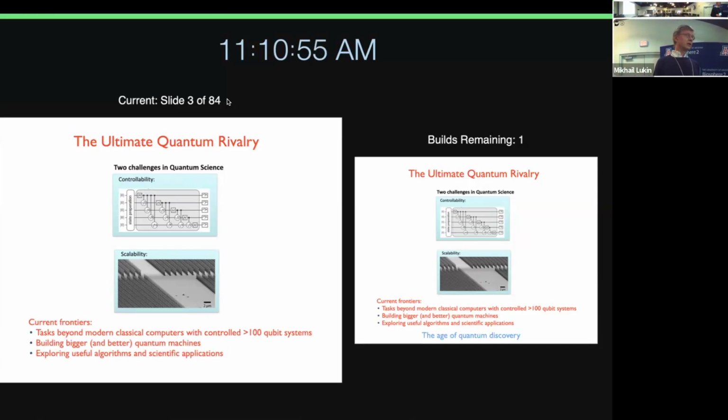So at the current frontier, there are some systems approaching or exceeding the 100 qubit scale. And with them, one could actually try to do tasks which modern classical computers have a hard time doing. But in addition, what we can do is use the systems to learn how to build bigger and better quantum machines, and also start addressing this application challenge, exploring useful algorithms and scientific applications.